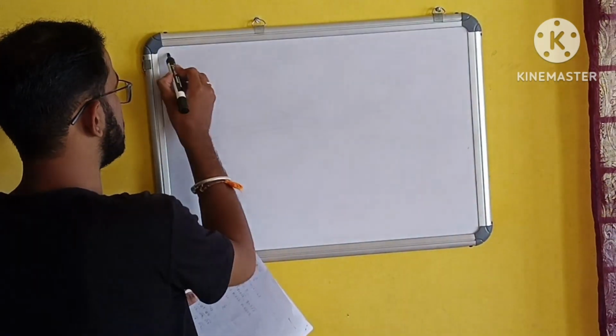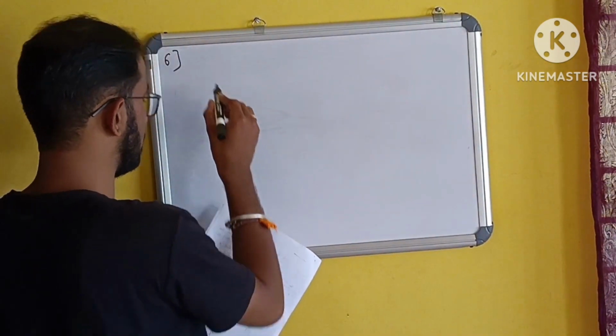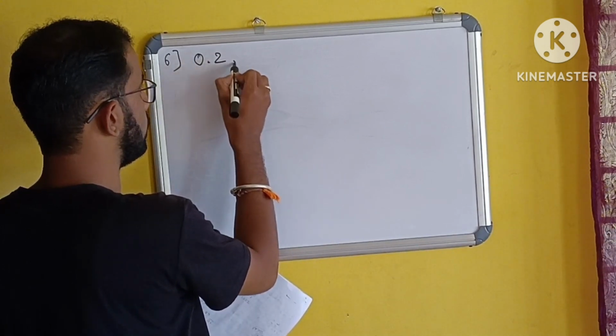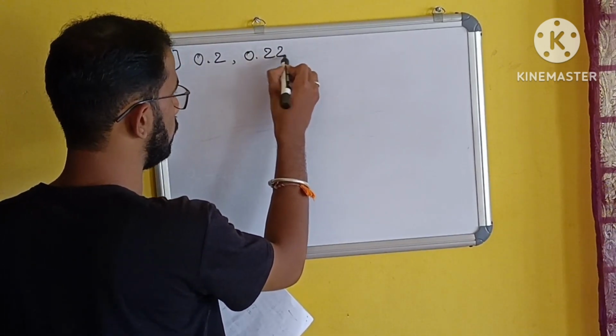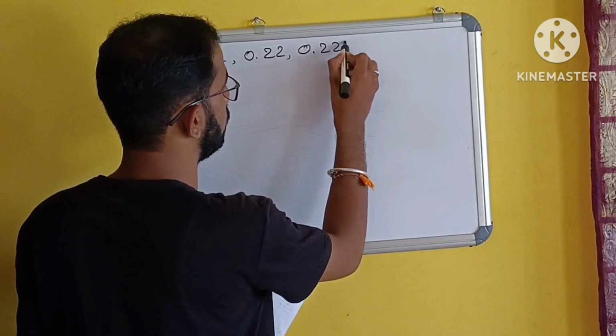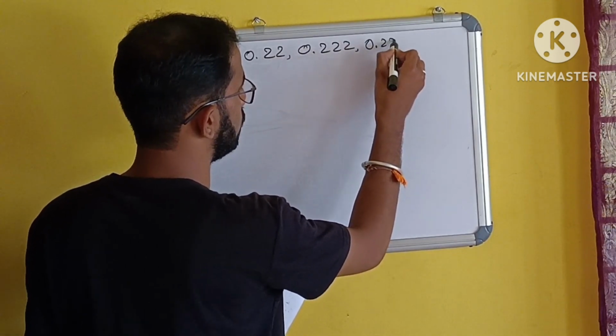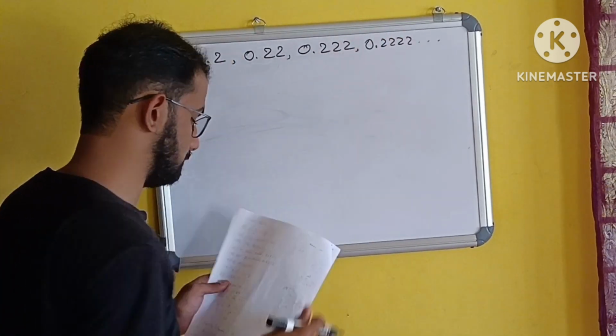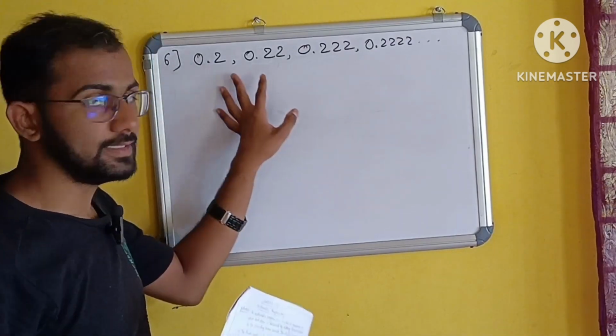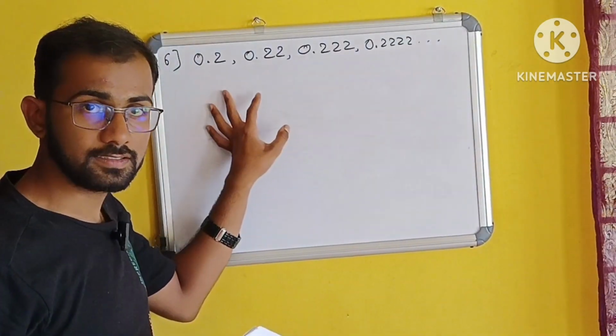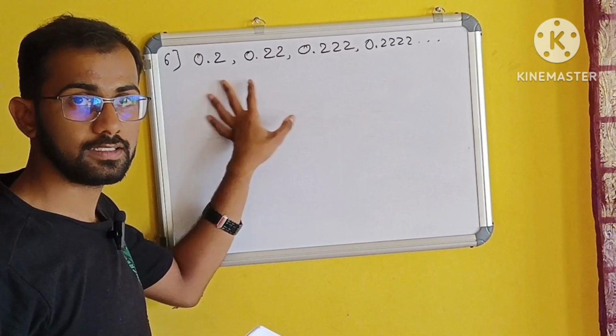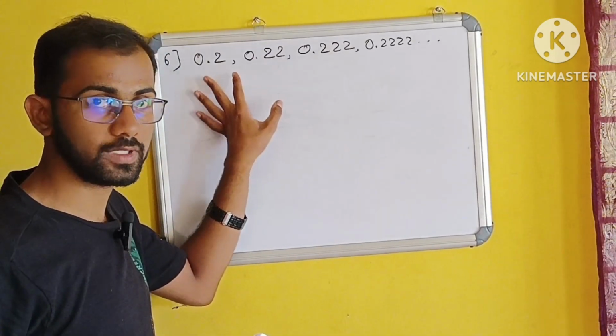See here, the sixth question will be 0.2, 0.22, 0.222, 0.2222, and so on. So this is the given sequence. Our first task is to check whether the given sequence is in arithmetic progression or not.